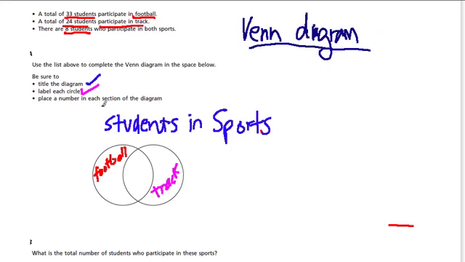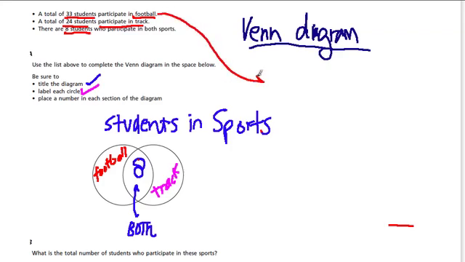Place a number in each section of the diagram. Now this is where it gets a little bit tricky. I suggest always starting in this part right here. I would draw an arrow and say this is for both groups, because we know that it says there are 8 students who participate in both sports, so we put an 8 there. We don't want to rush and put a 33 in this section of the circle for football, and this is where I think things get confusing.